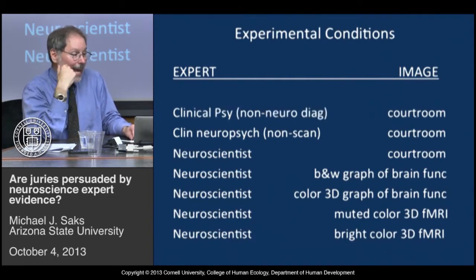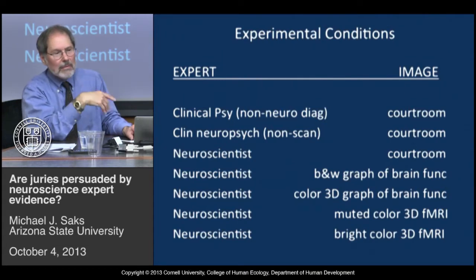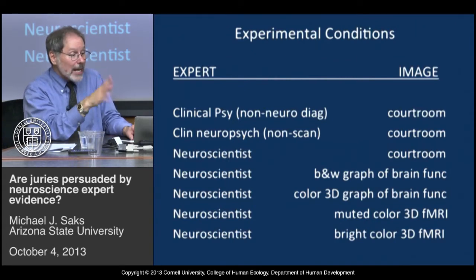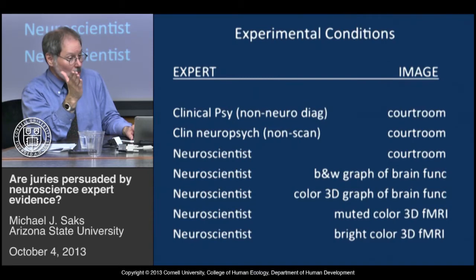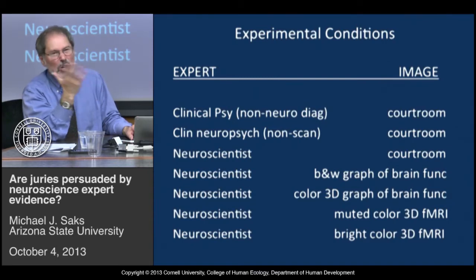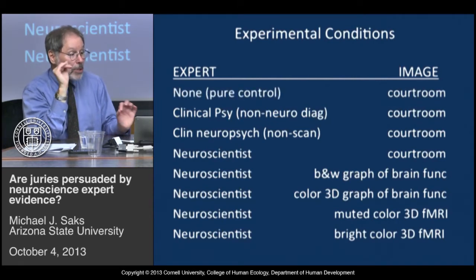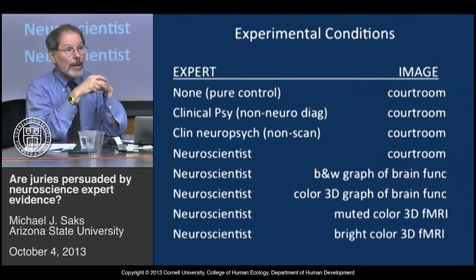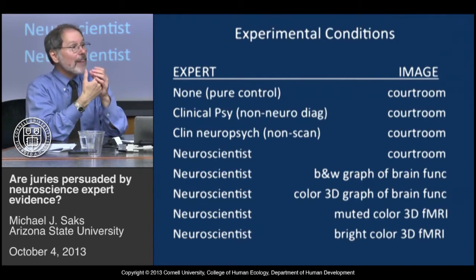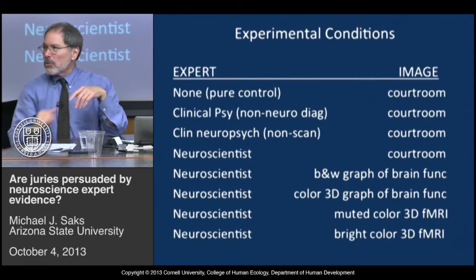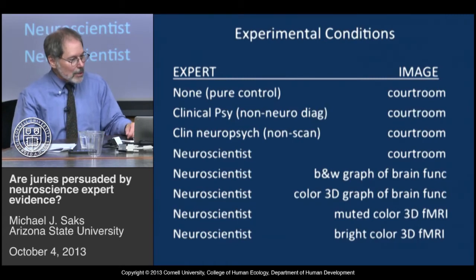And what about any kind of mental health expert testimony? So now we have a clinical psychologist giving a non-neurological diagnosis, a personality defect or something. Forget what it was. And last but not least, the pure control condition where there is no expert testimony at all. There's a family member who explains what a messed up kid this person was when they were a kid and how the other kids liked to beat him on the head or something.